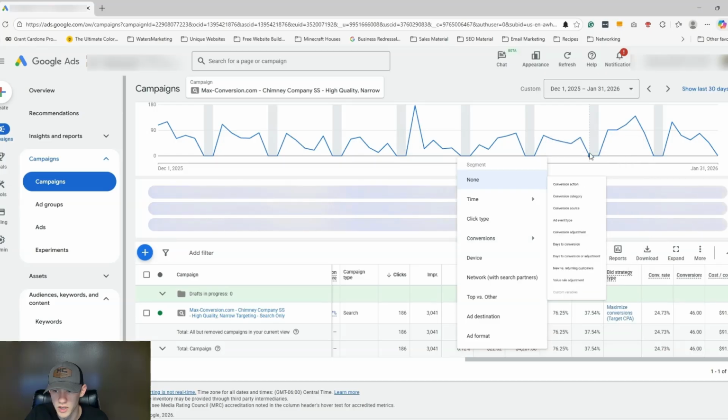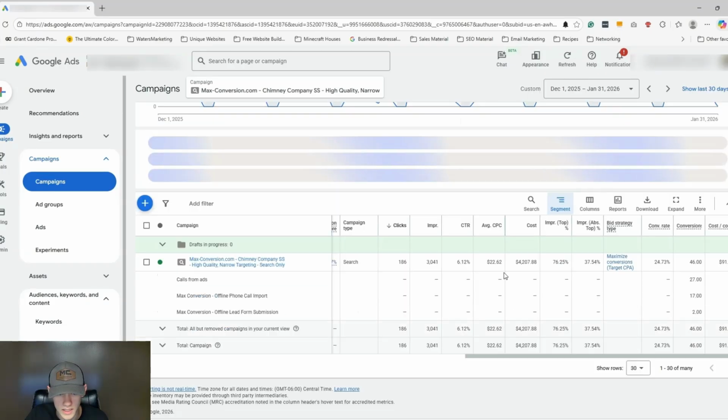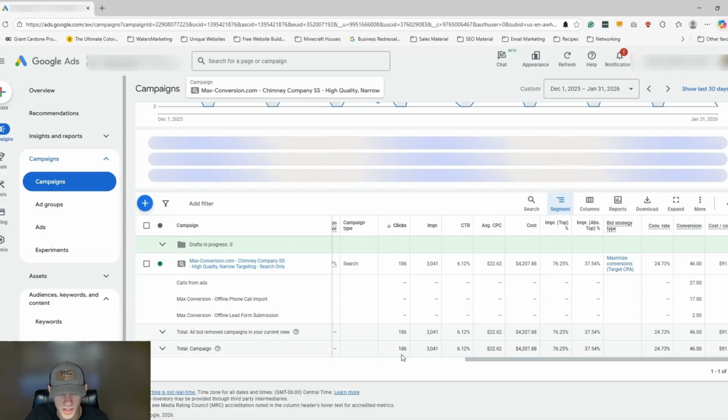The way this is broken up, if we segment our leads, we have a few different segments, right? So we've got calls from ads. This is the call asset. It's important to always have a call asset on your Google Ads campaigns. Offline phone call conversion, this is from the landing page, and then these are form submissions.